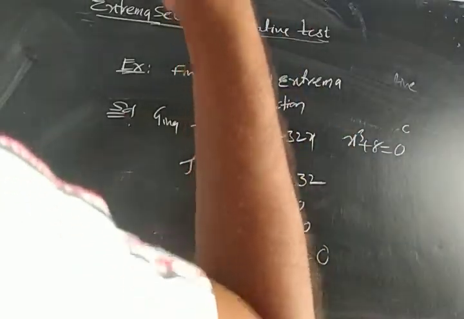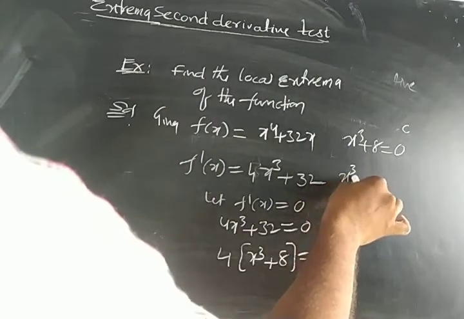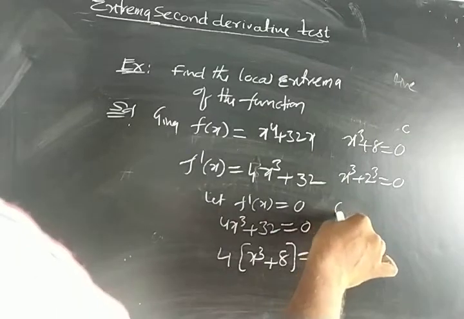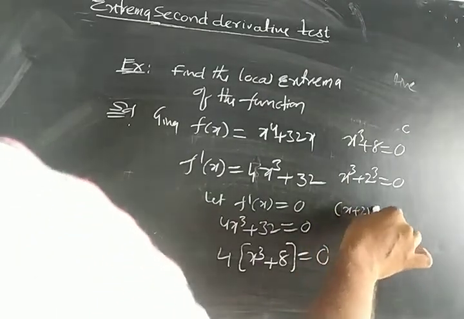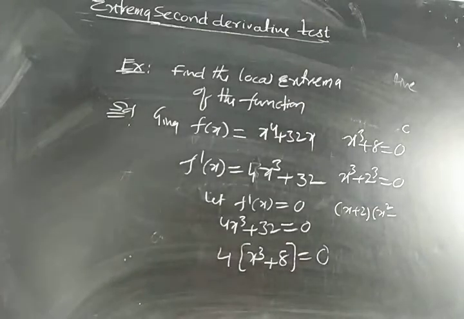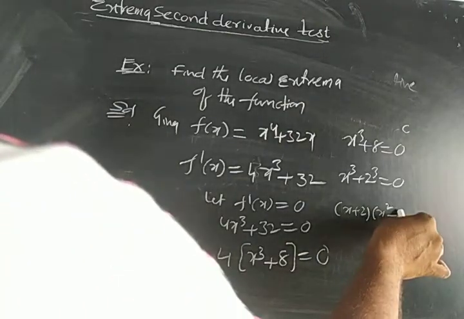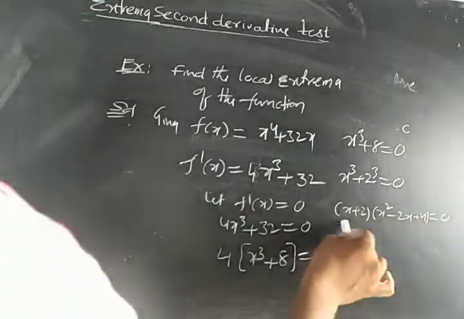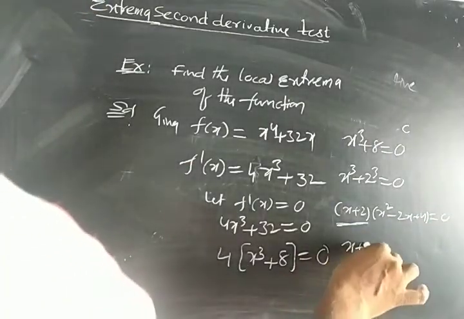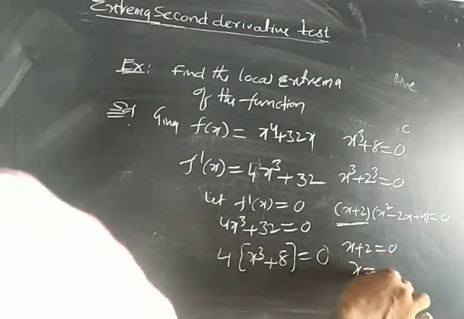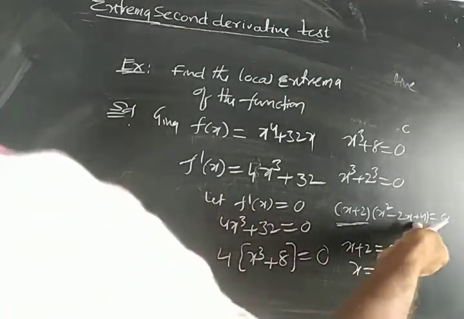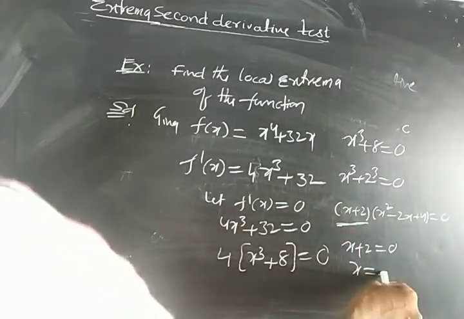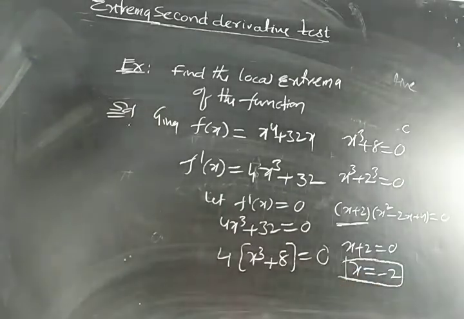Now here we have x cube plus 8 equal to 0. x cube plus 8 you can write as x cube plus 2 cube. Sorry, a cube plus b cube is a plus b into a square minus ab plus b square, equal to 0. So it has only one real root, x plus 2 equals 0. By taking x plus 2 equals 0, x is equal to minus 2; the other roots are unreal, and the only real root is minus 2. x equal to minus 2 is the only critical point.